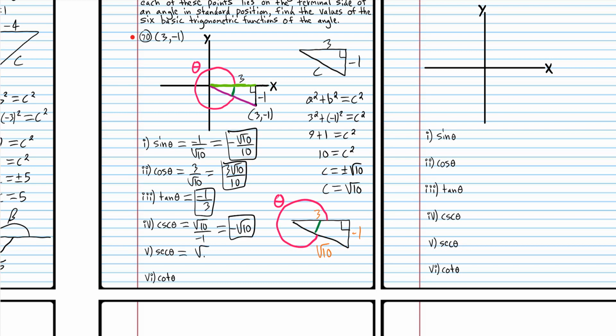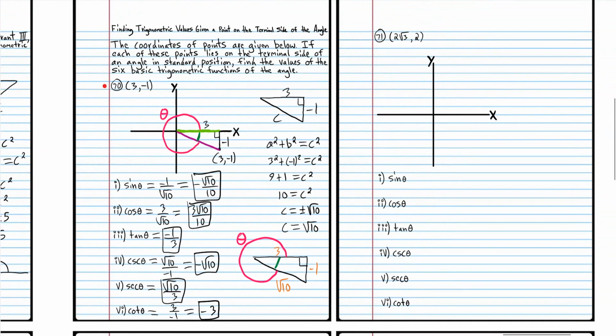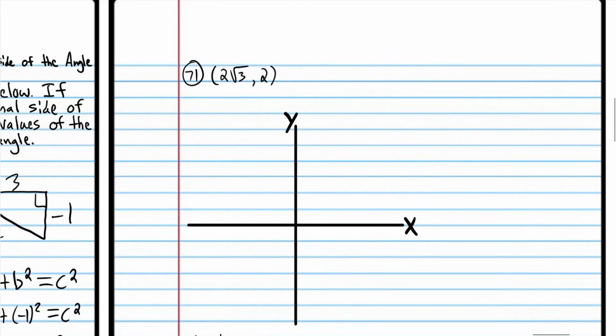Secant theta is the hypotenuse divided by the side adjacent the green reference angle, and cotangent theta is the side adjacent the green reference angle divided by the side opposite. So we get -3. So that's how you do these particular types of problems. Now let's try one more of these problems.